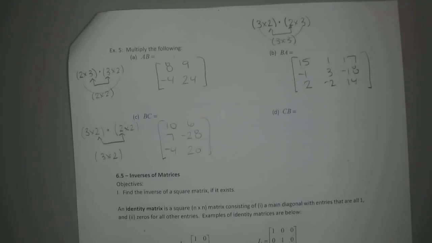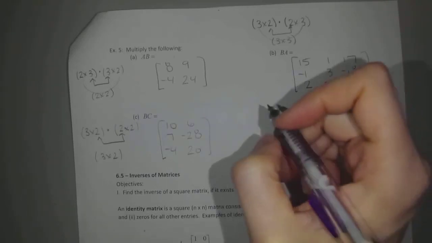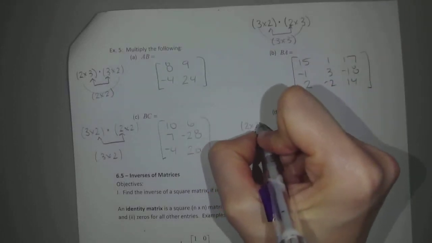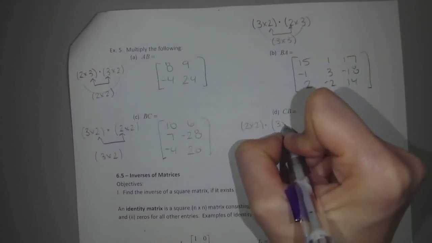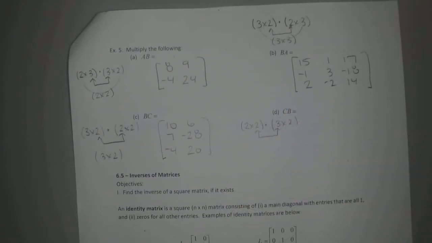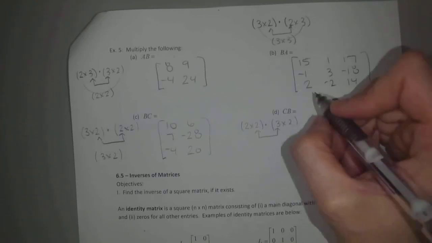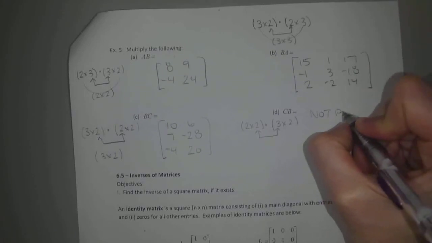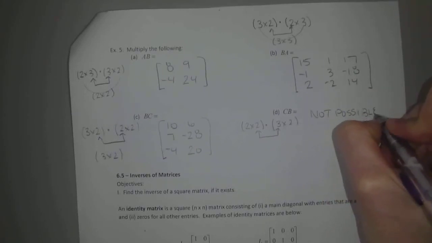You guys were already looking ahead. Okay, I might grab the sheet that I was talking about. C times B, so C is a 2 by 2. B is a 3 by 2. And what do you notice about these two guys? They don't match. What happens when you try to do it in your calculator? It'll say error dim mismatch, or dimension mismatch. So this again is not possible.